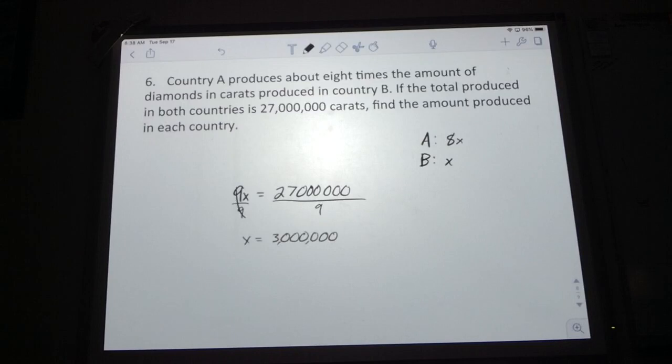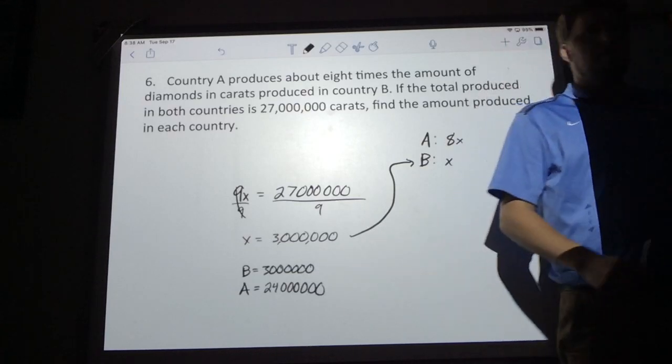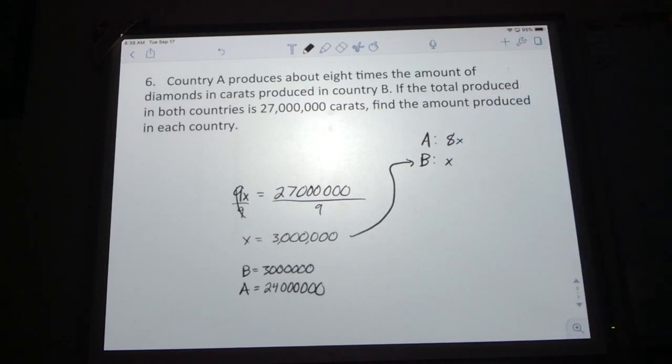Okay, you do not need the commas when you're typing this into MyMathLab. Okay, it says find the amount produced in each country. So we did figure out what B is. B is 3 million. Okay, and A is 8 times that amount. So 8 times 3 million is 24 million. Last, we need to make sure it makes sense. We know that the total is 27, so these should add up to 27. They do add up to 27.